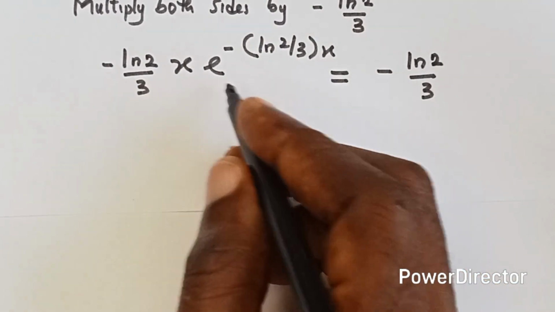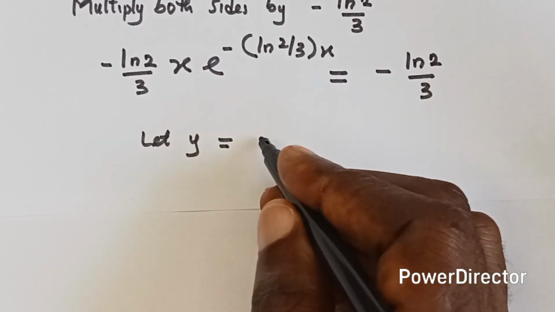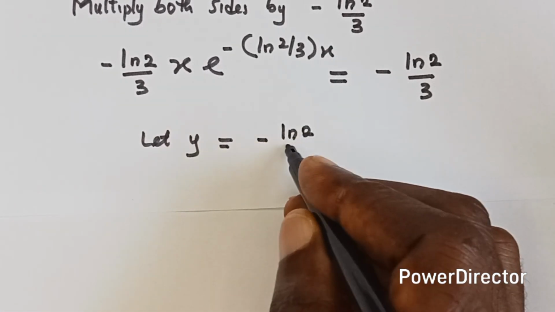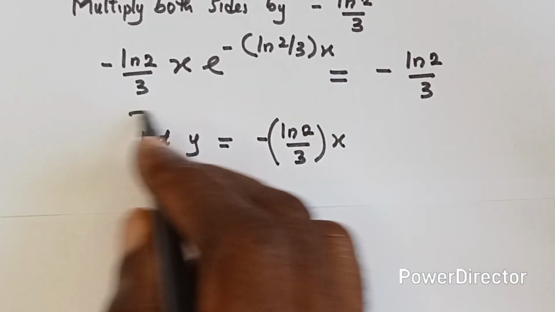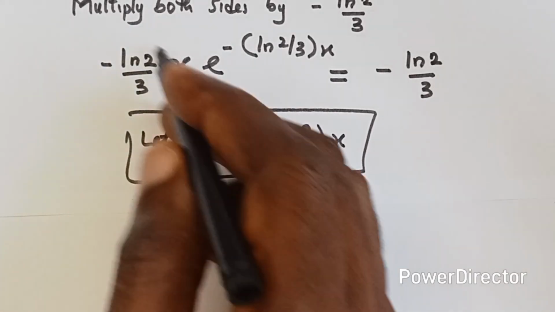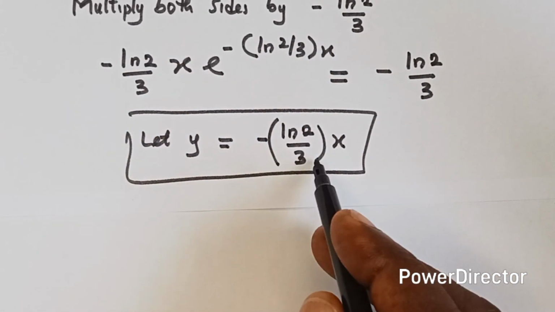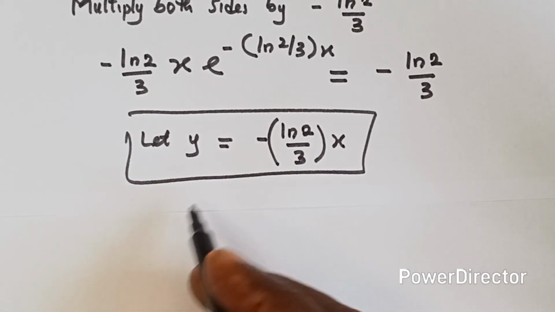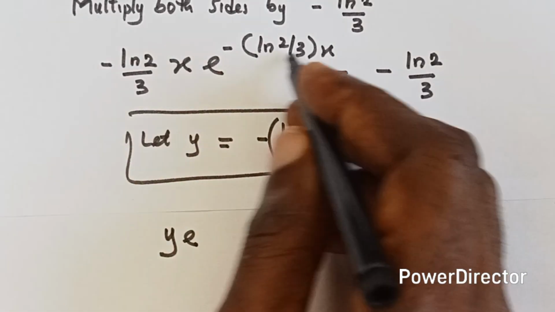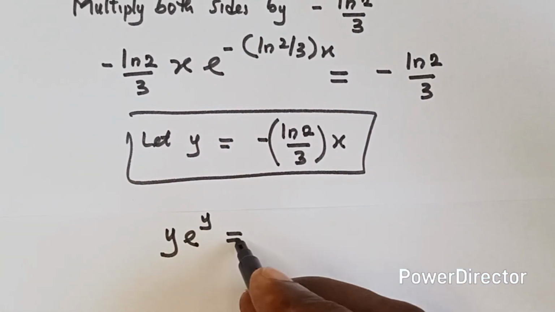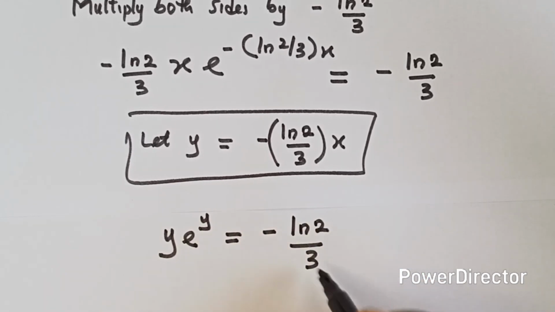Now we can say let y equals minus ln 2 over 3x. So it means that the minus ln 2 over 3x that we have here, we also have it here as power. So let y equal to that, and that will give us y for this. Then we have e, then this is also y raised to power y, equals to what we have in this place, minus ln 2 over 3.